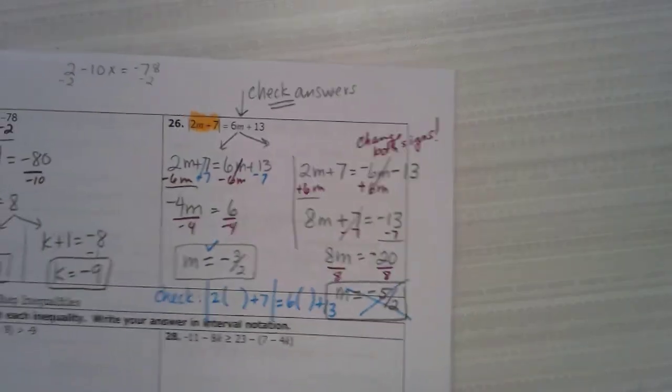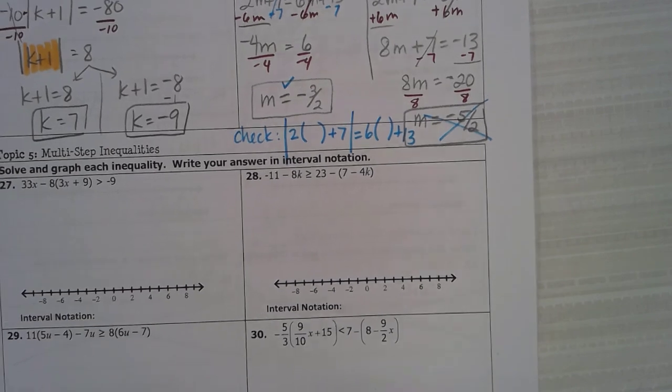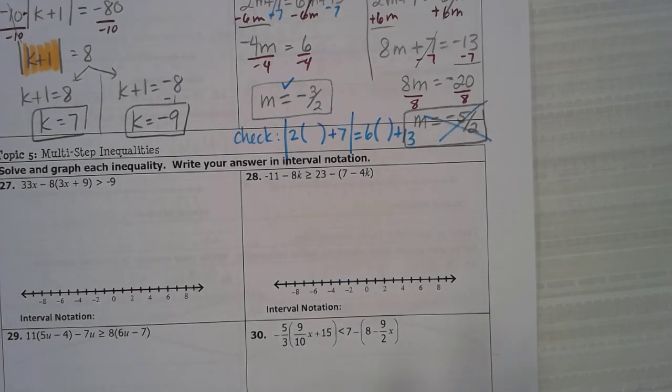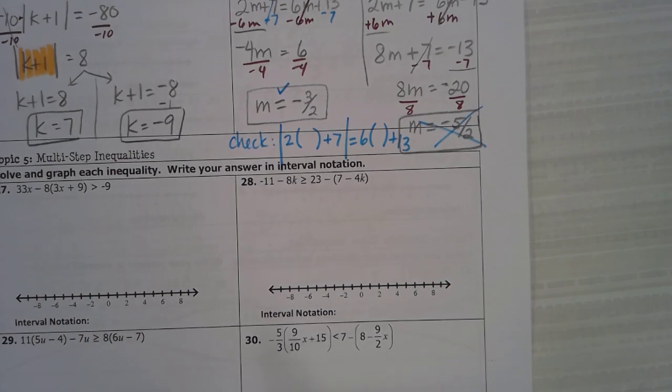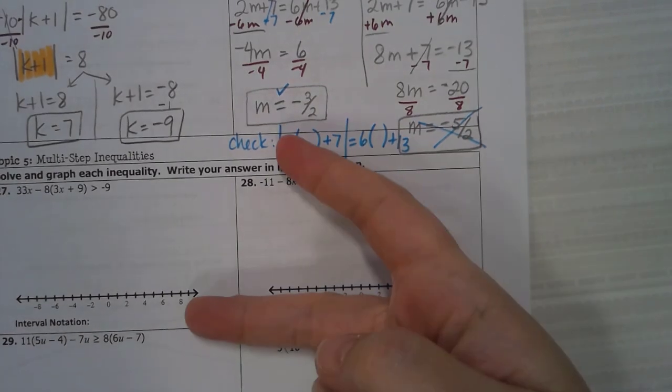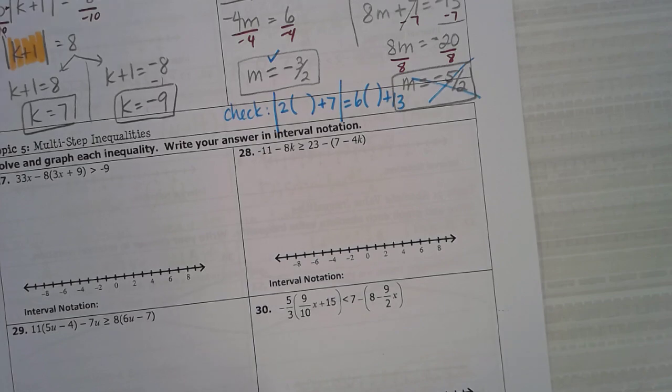All right, so the last bit is our inequalities. All the same rules apply. The only difference is if you multiply or divide by a negative, you got to flip the inequality from greater than to less than, or side to side.